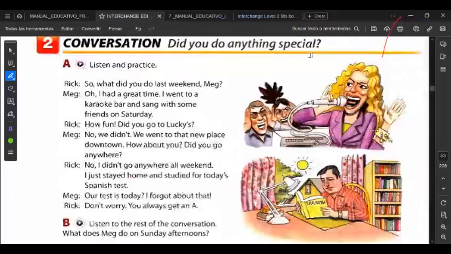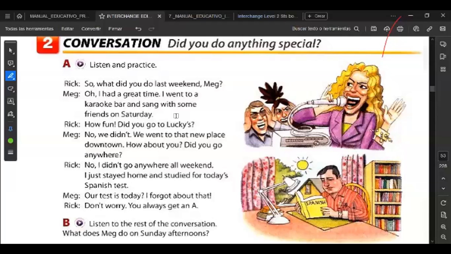So, what did you do last weekend, Meg? Oh, I had a great time. I went to a karaoke bar and sang with some friends on Saturday. Saturday, how fun. Did you go to Lucky's? No, we didn't. We went to that new place downtown. How about you? Did you go anywhere? No, I didn't go anywhere all weekend. I just stayed home and studied for today's Spanish test.